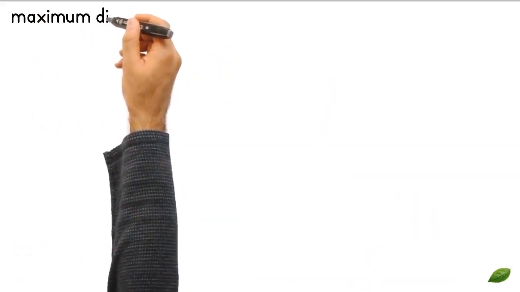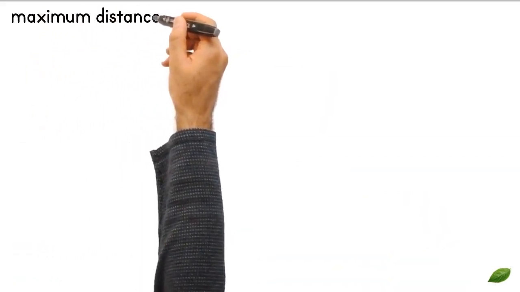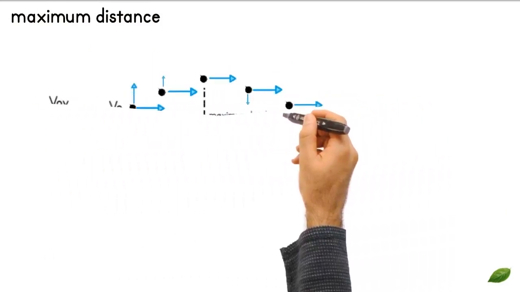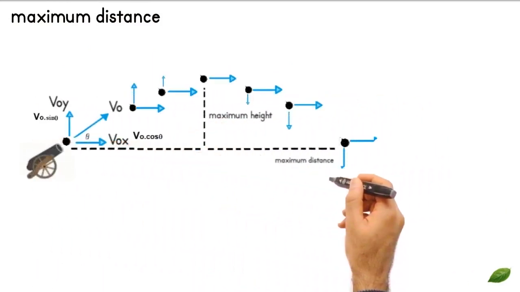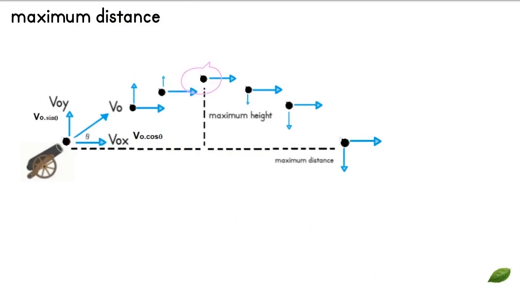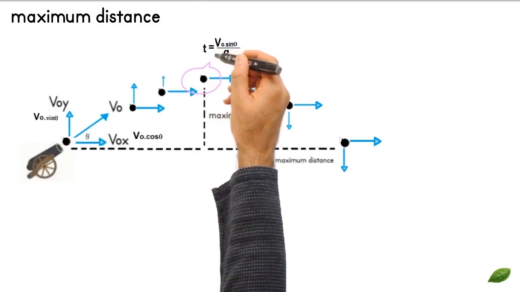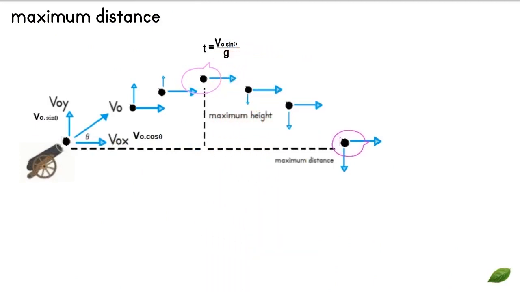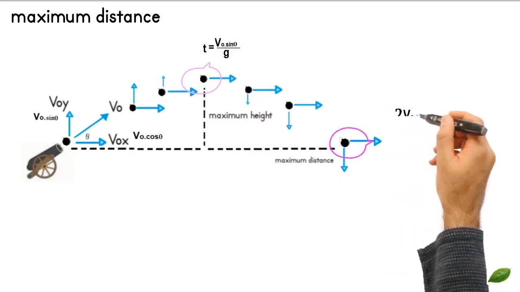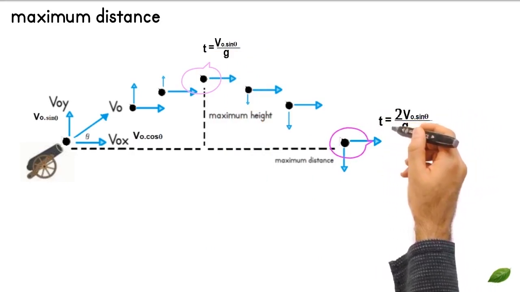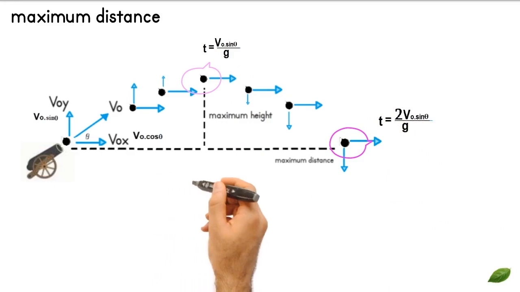Now we want to find the maximum distance. We realize that the time to reach maximum height is v0 sine theta divided by g. That's the time needed. Since the parabola is symmetric, the time to reach the maximum distance is going to be twice that. So time is equal to 2 times v0 sine theta divided by g.